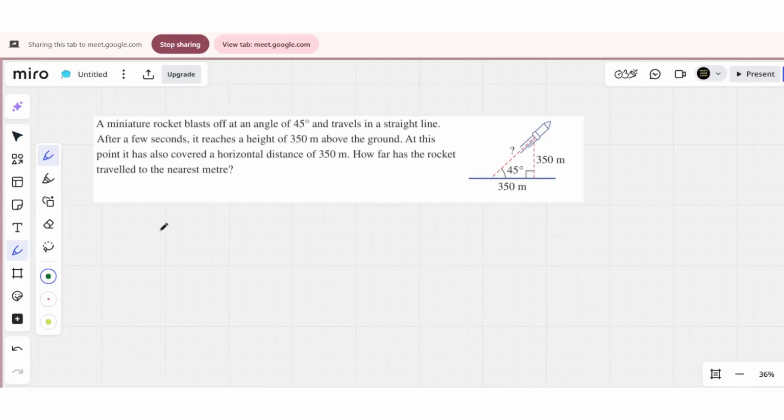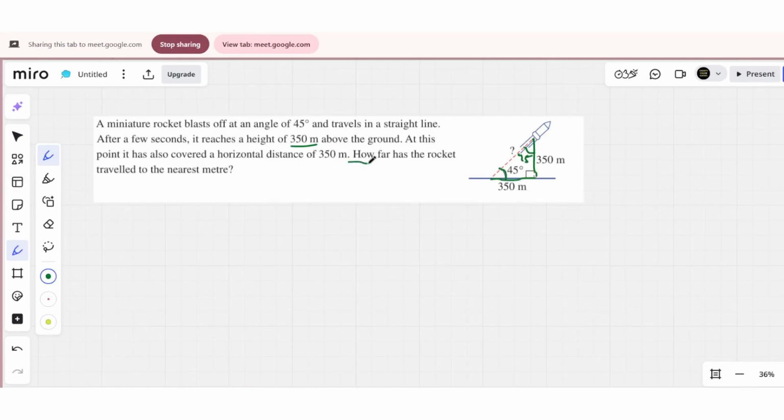Okay. For this question, they are saying a miniature rocket blasts off at an angle of 45 degrees and travels in a straight line. After a few seconds, it reaches a height of 350 meters above the ground. So this height is 350 meters. At this point, it has also covered a horizontal distance of 350. That's correct because this angle is 45, this is 90, so definitely this is also 45. And we know that sides opposite to equal angles are equal. So these two are 350, 350.